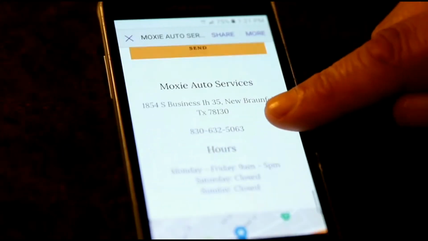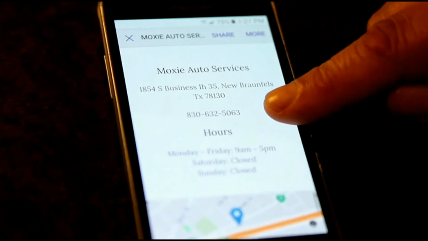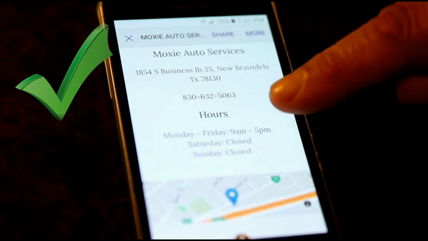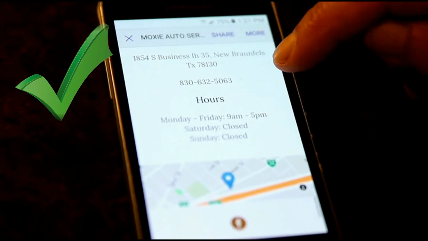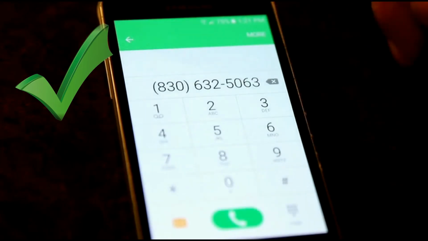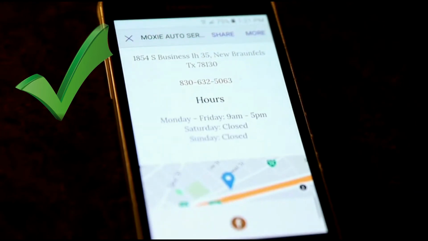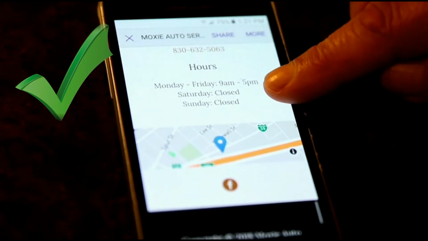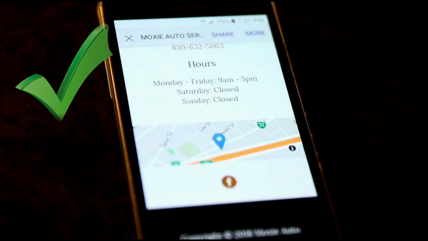So there's a couple of comments on that. What I do like here, complete business address. So if I want to contact you by snail mail, I've got a complete address. Again, phone number appears, and that's clickable, so that's perfect. That's great. And you quickly display your hours of operation.